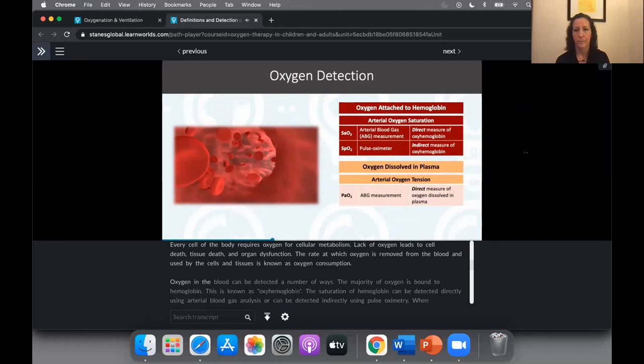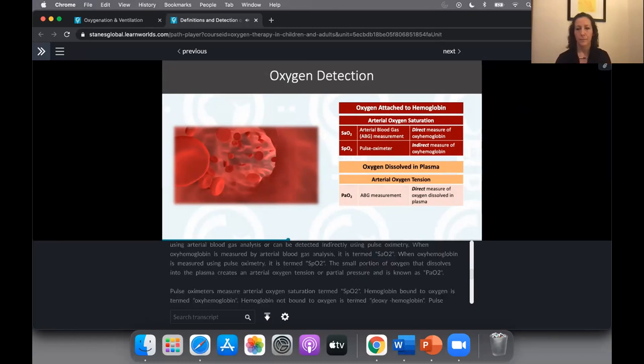Oxygen in the blood can be detected a number of ways. The majority of oxygen is bound to hemoglobin. This is known as oxyhemoglobin. The saturation of hemoglobin can be detected directly using arterial blood gas analysis, or can be detected indirectly using pulse oximetry. When oxyhemoglobin is measured by arterial blood gas analysis, it is termed SaO2. When oxyhemoglobin is measured using pulse oximetry, it is termed SpO2. The small portion of oxygen that dissolves into the plasma creates an arterial oxygen tension or partial pressure and is known as PaO2.